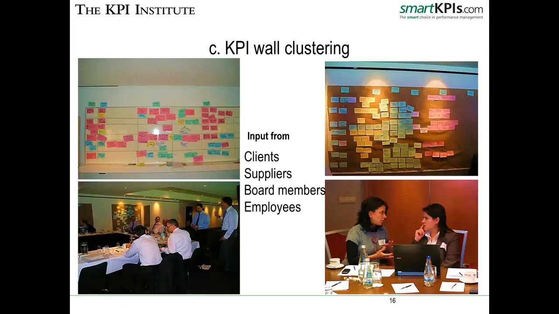The third technique is called KPI word clustering, and it's all about listing the examples of KPIs identified so far into clusters by objective, or in case they are clustered as part of a dashboard by a relevant grouping.